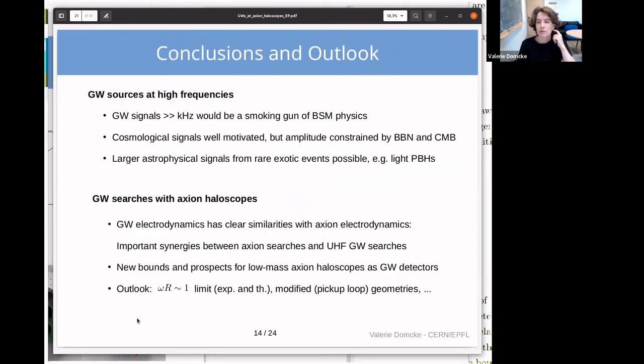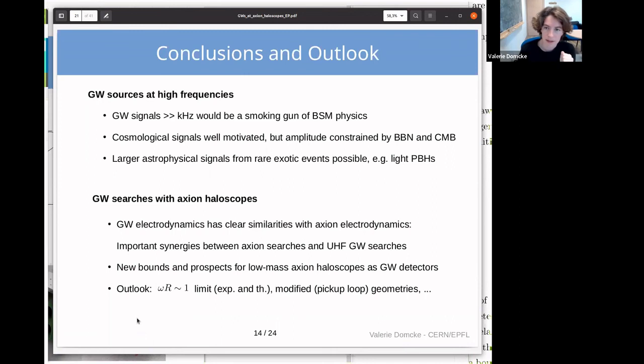Okay, so with that, I come to my conclusions. The two points that I wanted to make: first, gravitational wave sources at high frequencies are a very interesting window to new physics. Firstly, because in some sense, it's a background-free search. Of course, that's not entirely true, because you first have to make sure that what you're detecting is a gravitational wave and not something else. But once you convince yourself that it is a gravitational wave, there are no standard model sources in this frequency range. So anything that you see is some sort of trace of new physics.